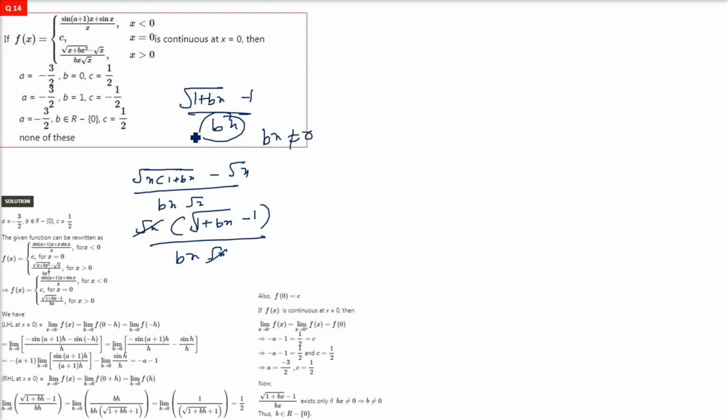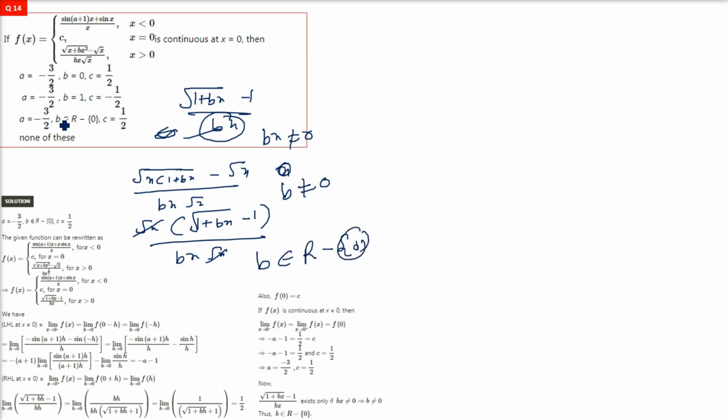When it should not be 0, we are not talking about x, we are talking about b. b cannot be equal to 0. So this expression will be only valid when b is not equal to 0. So b belongs to all the real numbers except 0. You can have all the values in the world except 0.